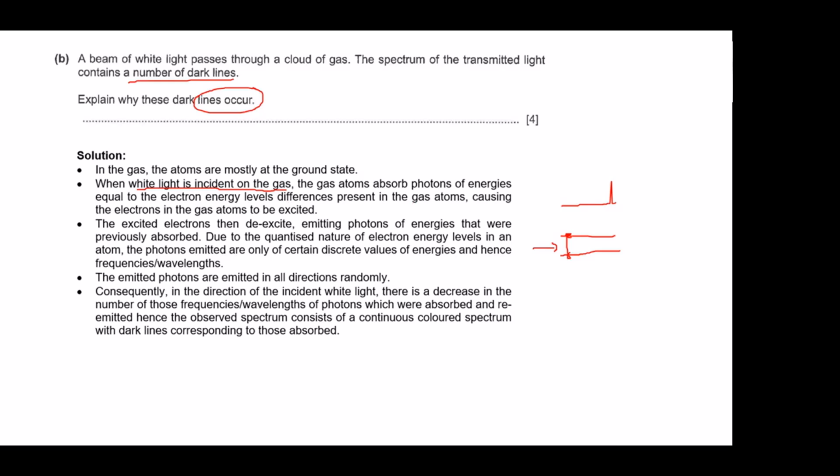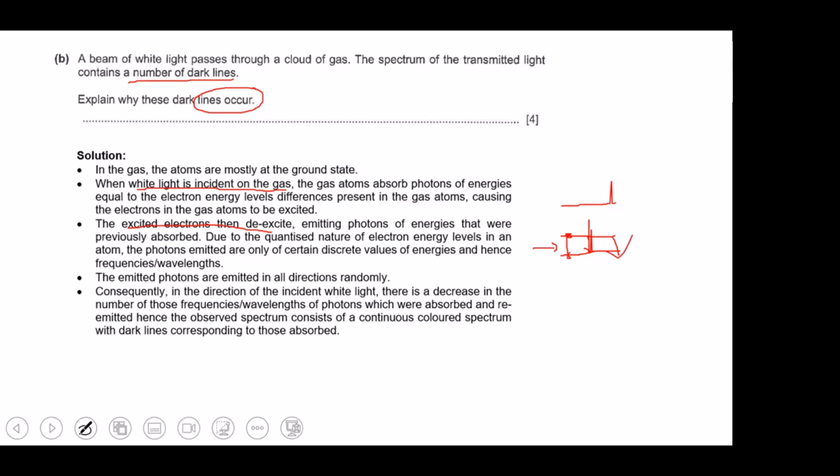So this amount of energy absorbed is equal to the gap, causing the electrons to be excited. The moment the electron is excited, they start to get agitated and move up. The excited electrons then de-excite. If they are excited, they will never stay excited forever. Within a short period of time, they will quickly de-excite, and they will move down.